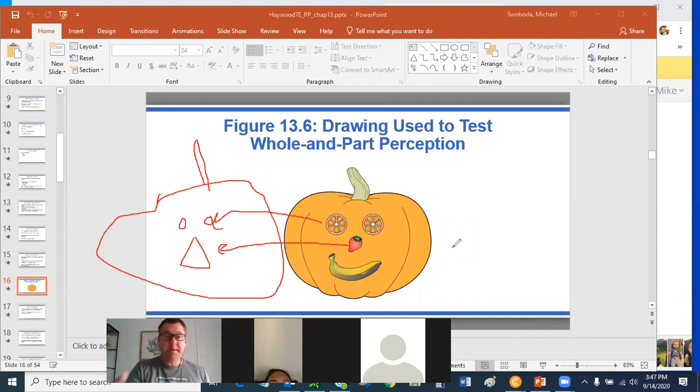And this is very common that you would see a child do something like that, where usually the banana will be longer, the oranges will be smaller, and the strawberry will be bigger.